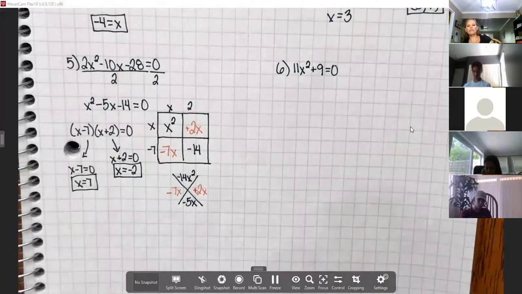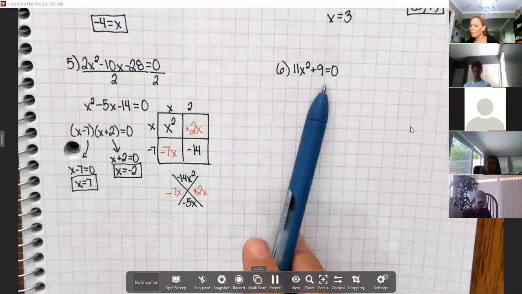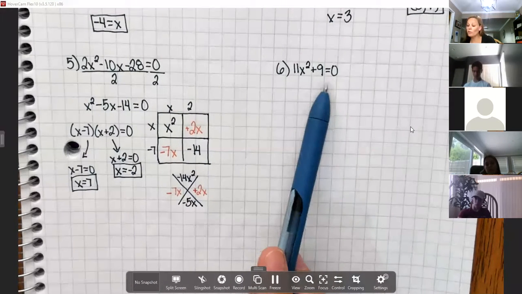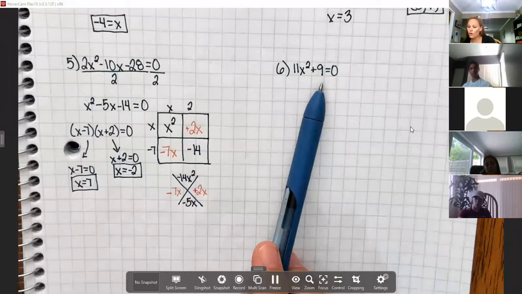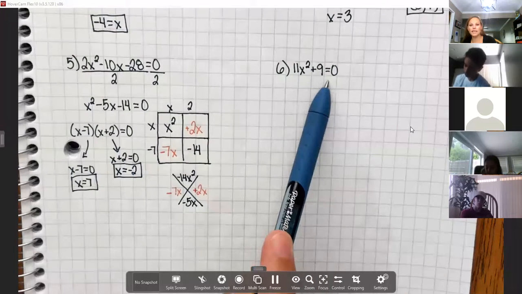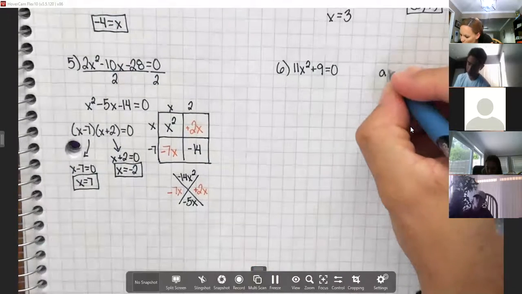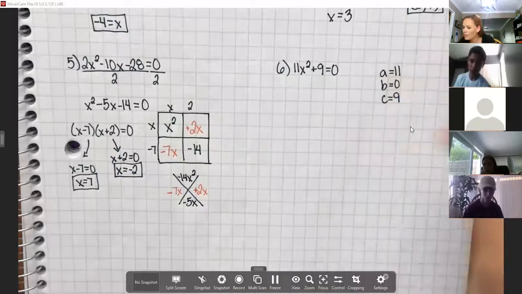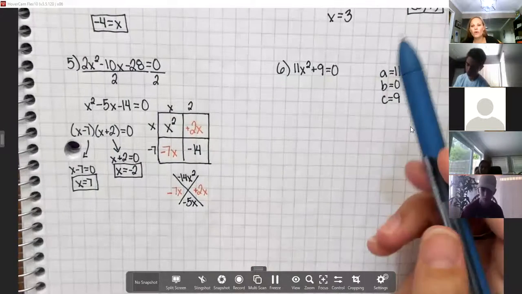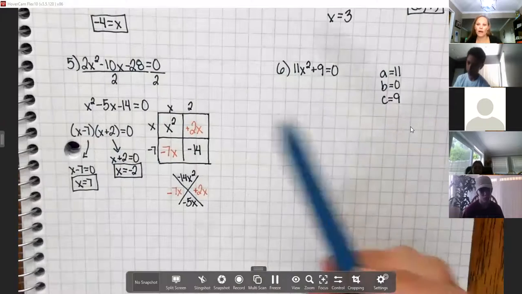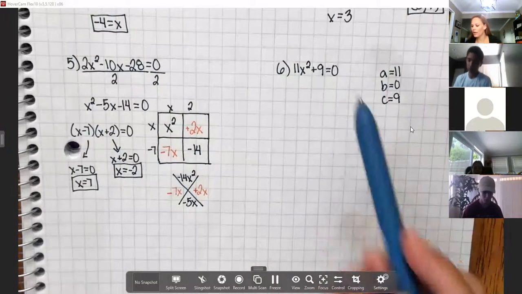Okay, so on number 6, it's another quadratic. I actually lied before when I said I was going to do the quadratic formula. You are welcome to do the quadratic formula here. If you do, A is 11, B is 0, and C is 9. So I'll write that down, even though that's not what I'm going to do. Anytime your B is 0, you can just subtract the 9.